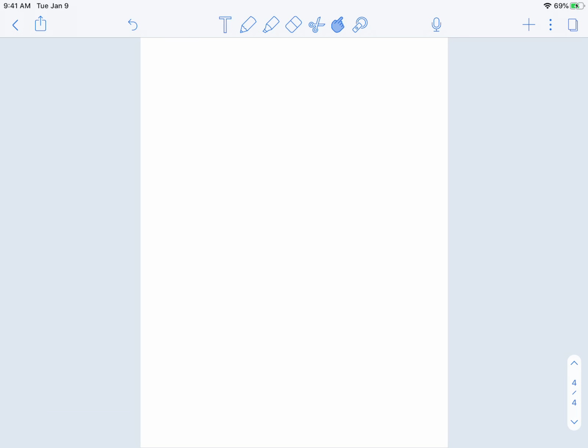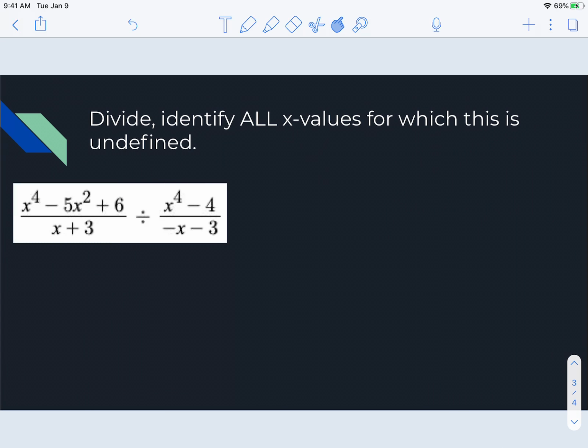All right, next one, dividing. Again, pause if you want to try it. Otherwise, forge ahead here.